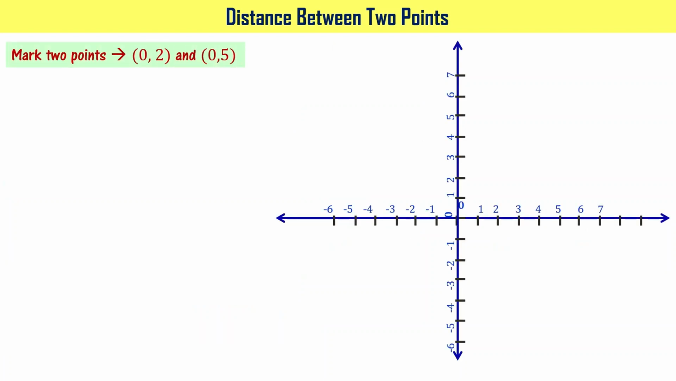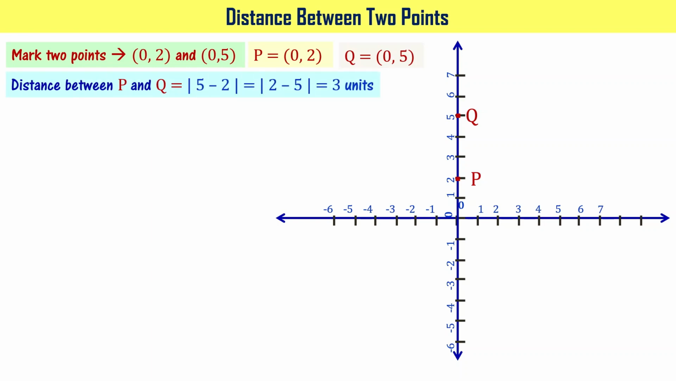Let us mark 2 points 0 comma 2, that is denoted using p, it is on y-axis now, and 0 comma 5, that is denoted using q. The distance between p and q can be now written as modulus of 5 minus 2 or modulus of 2 minus 5. In the first case, you are getting answer as 3 here, whereas here you are getting minus 3 as the answer. Since you have modulus operator, that sign is dropped. That's why you are getting answer as 3 units only. The distance between P and Q is 3 units.